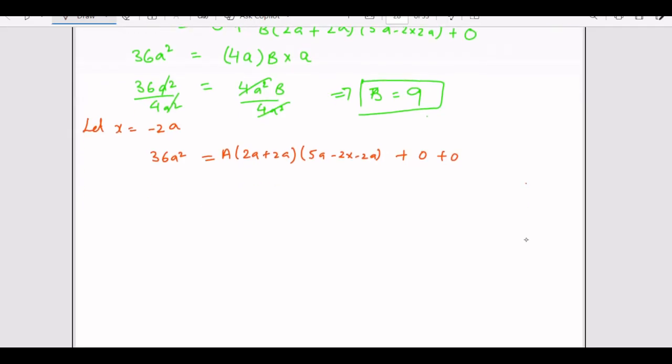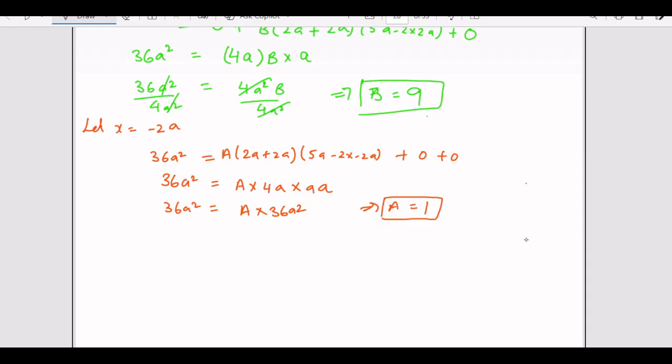So we have here 36a squared, and we have this is a times 4a. This is 4 plus 5, it's 9a, right? So 36a squared, this is also the a times 36a squared. So a we got here equals to 1. So that is our value of a.